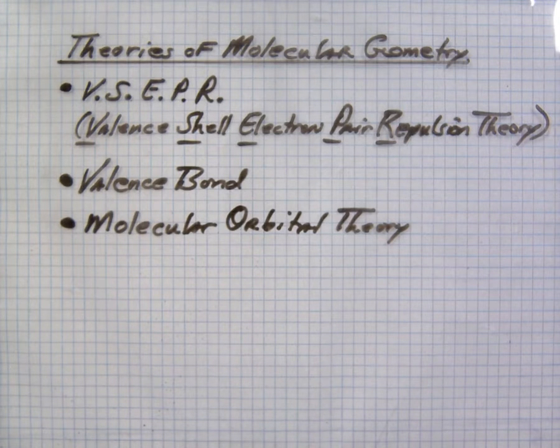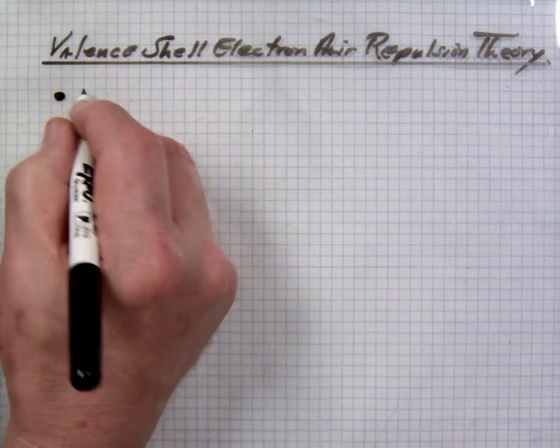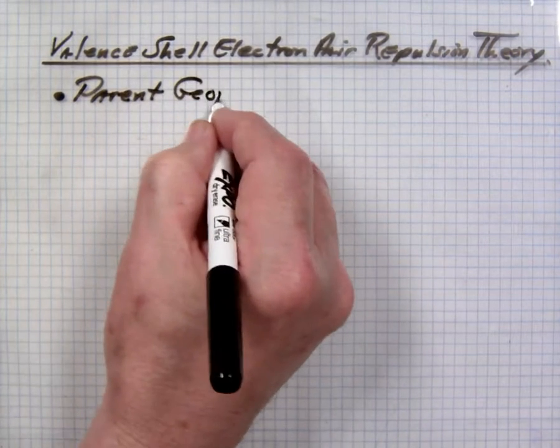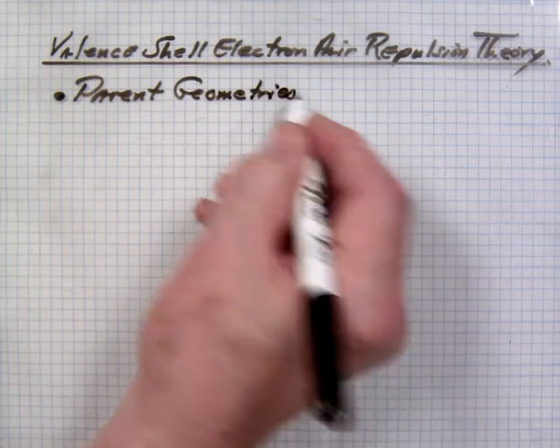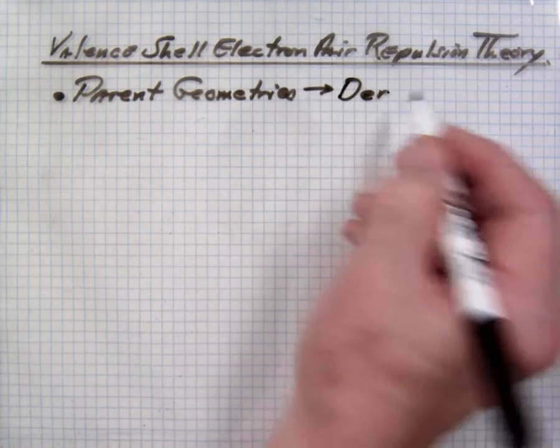So we'll start with the VSEPR. When you begin your study of molecular geometry, the first thing you have to understand in picking out three-dimensional structures is that there is a set of what we call parent geometries from which all the derived geometries evolve. So number one is a term called parent geometries, and parent geometries will produce derived geometries.